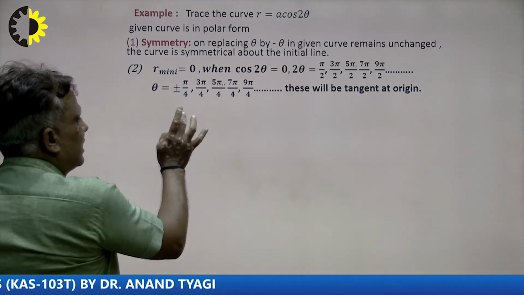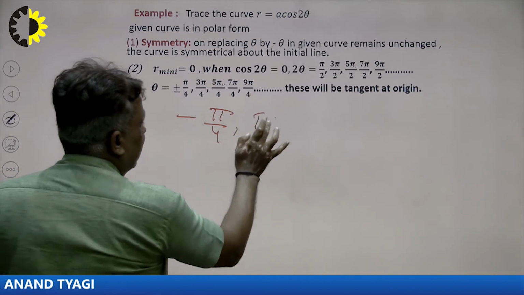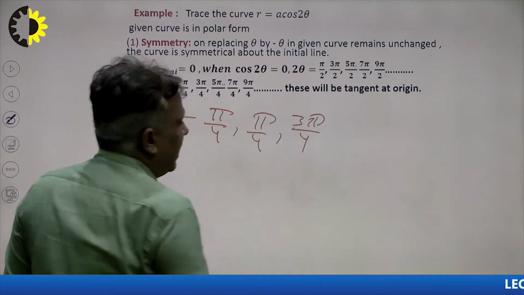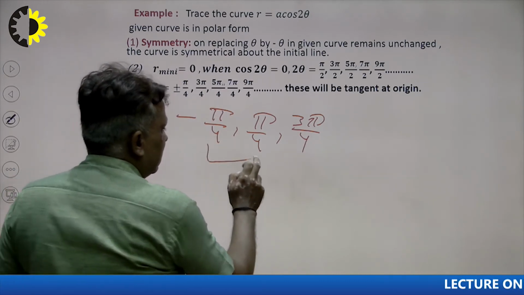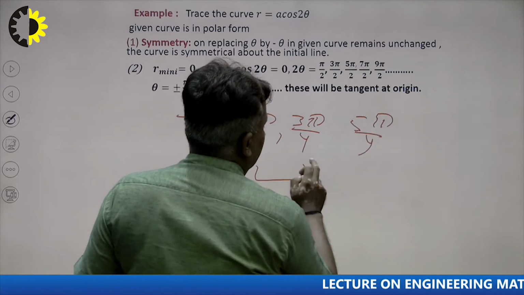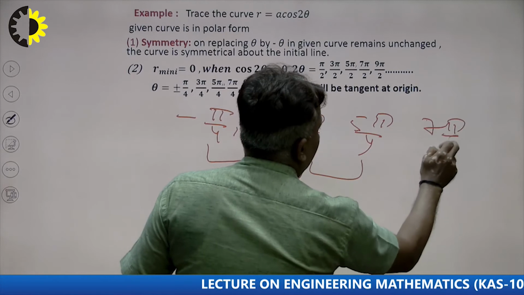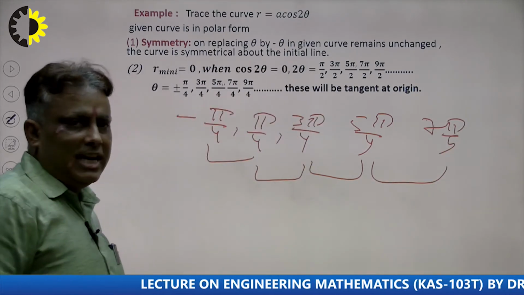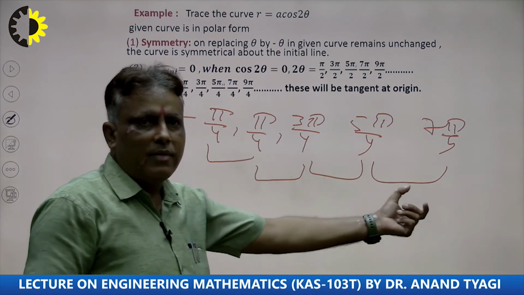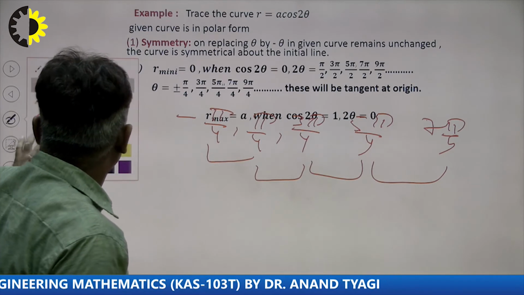So the first loop lies between minus pi by 4 and pi by 4. I explain here: the first loop is this, the second loop is this, next is 5 pi by 4, the third loop is this, and the fourth loop is between 5 pi by 4 and 7 pi by 4. So that means there exist 4 loops. This is our road map to solve the problem. So there will be 4 loops here.